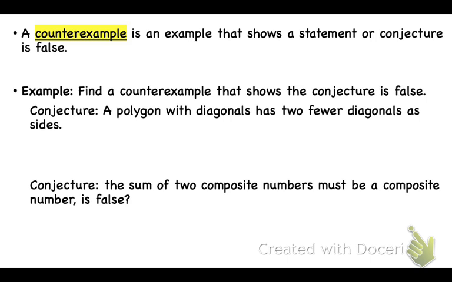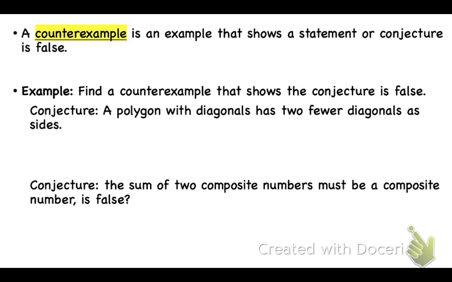Okay. Counterexample. This is your next blank. A counterexample is an example that shows a statement or a conjecture is false. So you proved them wrong. Because I have to prove it right every time. But how many times do I have to prove it wrong? Once.